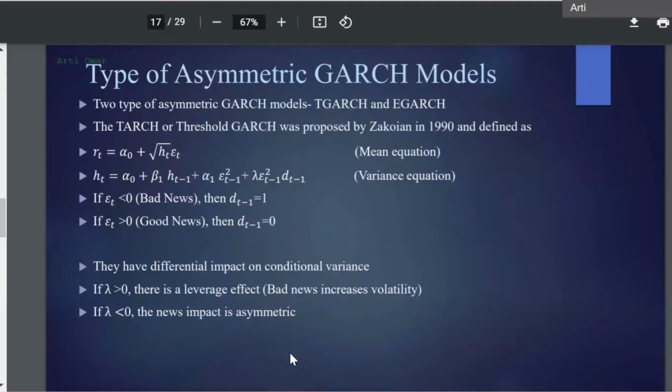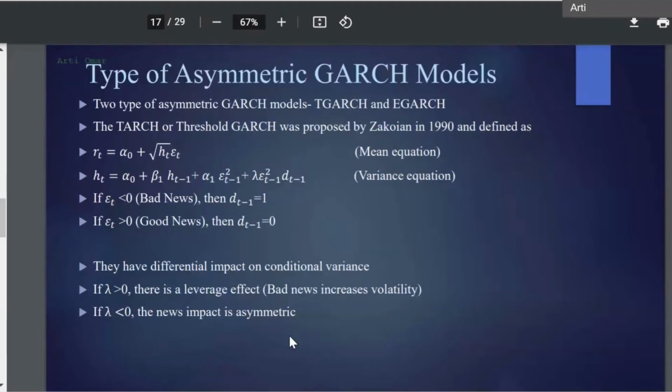How will it capture the asymmetric effect? Let's say lambda is equal to 0. If lambda is equal to 0, what will happen? We will be getting only three terms in the equation: ht is equal to alpha naught plus beta 1 ht minus 1 plus alpha 1 epsilon squared t minus 1. This equation is very familiar to us. This is called the GARCH 1-1 equation, right?